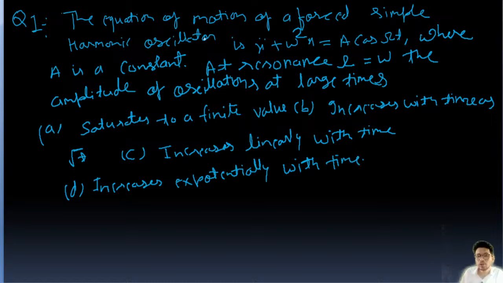Okay, the question is the equation of motion of a forced simple harmonic oscillator, which is given x double dot plus omega square x equal to a cos capital omega t, where a is a constant. At resonance, capital omega equal to small omega, the amplitude of oscillations at large times. Options are saturates to a finite value, B is increases with time as root t, C is increases linearly with time, and option D is increases exponentially with time.